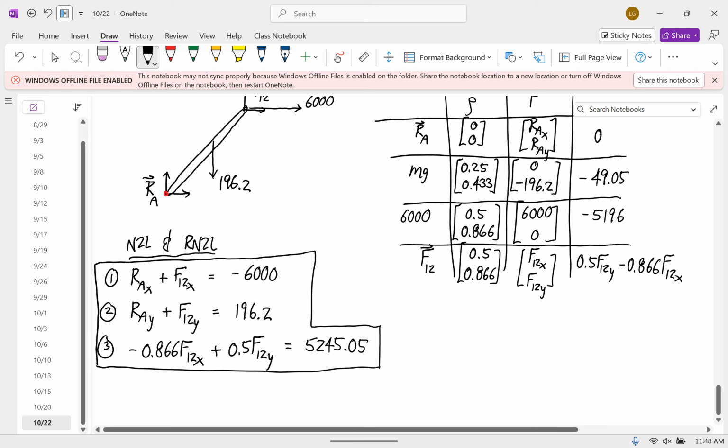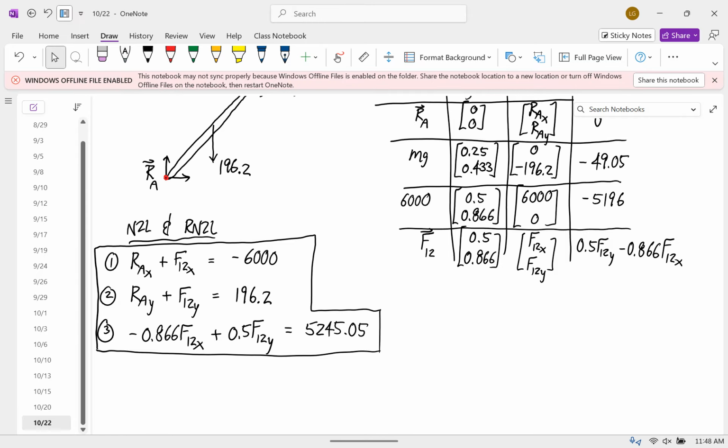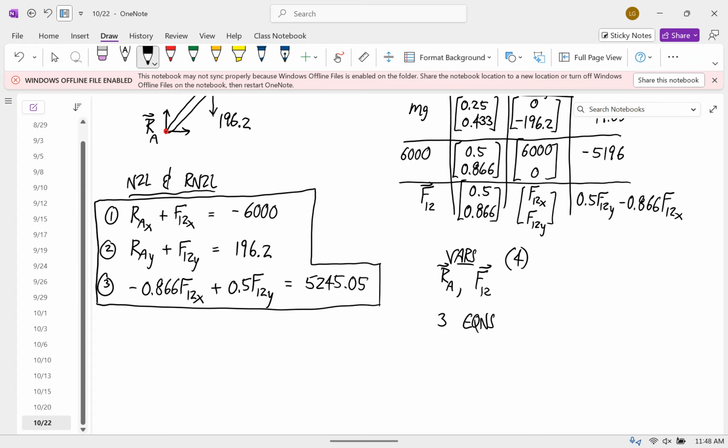Okay, so if this was a rigid body problem, that would be the end of it. But let's think about the number of variables we have and the number of equations. Variables: we have RA, X and Y components, and F12, X and Y components. So that's 4 total variables. And we only have 3 equations. So we can't solve anything yet.